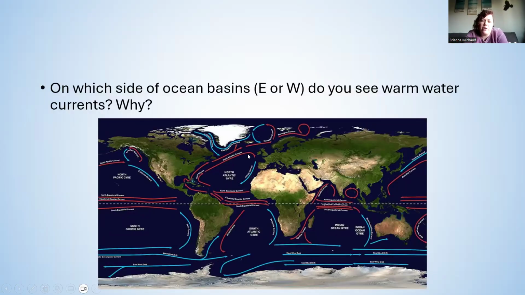So I want you to take a look at this image here and notice, do you see warm water currents, which are colored red, on the east or west side of the basins? So we're not talking about the continents, we're talking about the ocean basins. Do you see the warm water currents on the east side or the west side? And why are those where warm currents are? Why are those currents warm? So take a look at this image and see if you can figure it out.